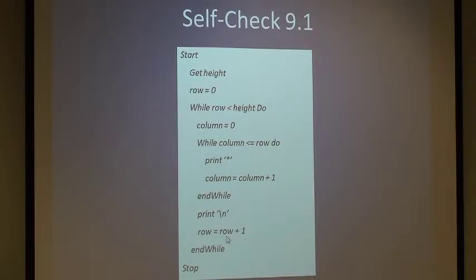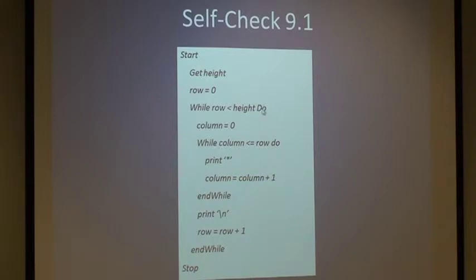Change row to a 1 now. Because row is 1 and you start column back to 0, you print 2 stars on the next line, and so on, up to 4 stars on the last line if height is 4. Any questions on that? So given the height, you print that many rows, and on the last row you print that many stars.